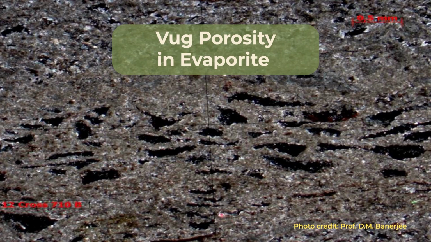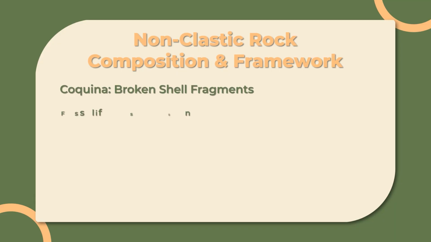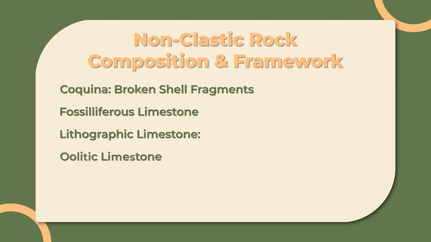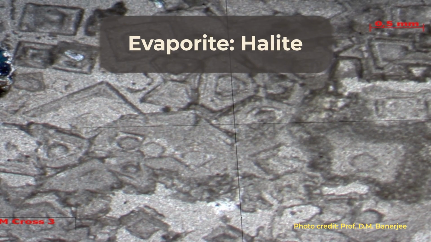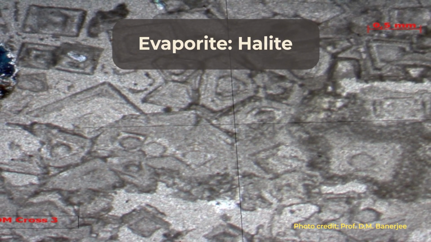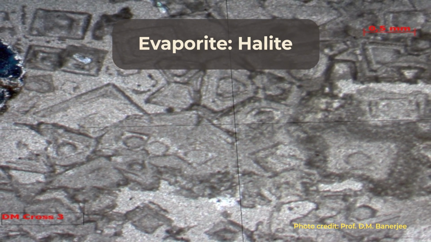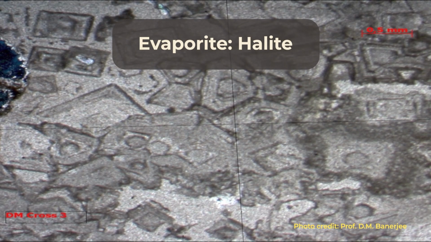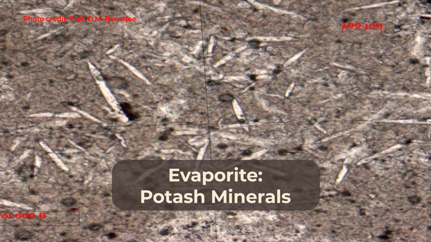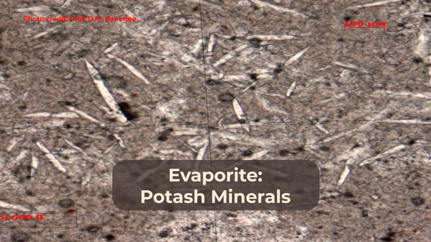Non-clastic rocks also include coquina. They are formed by broken shell fragments, fossiliferous limestone, lithographic limestone, oolitic limestone, travertine, and tufa. Evaporite is an example of a salt here. This is a salt in thin section, halite. In halite, you can see the specific pattern. So this is a typical evaporite. Another evaporite mineral, potash minerals, they are all distributed like this in halite.